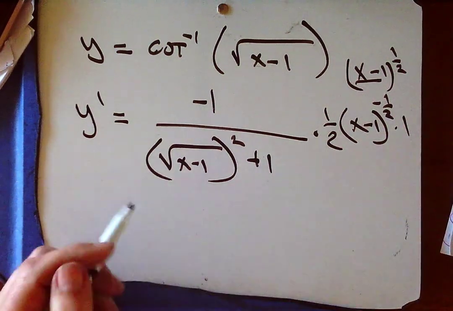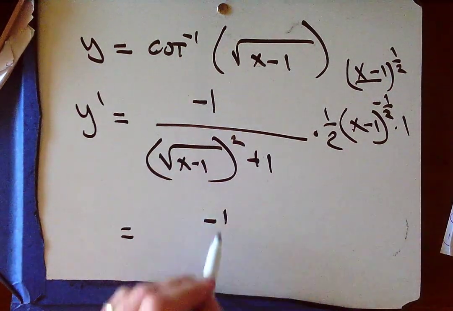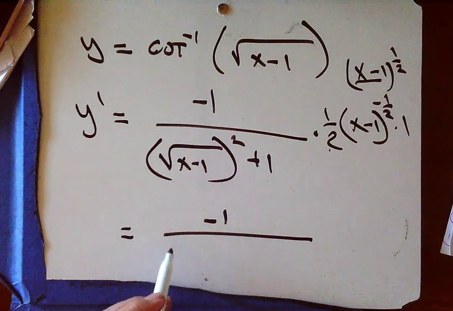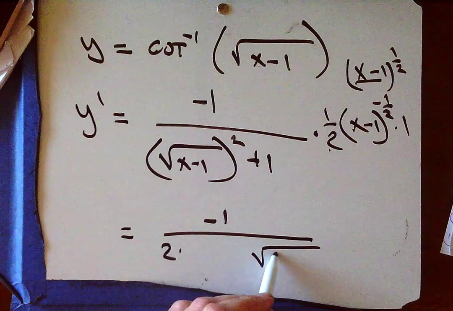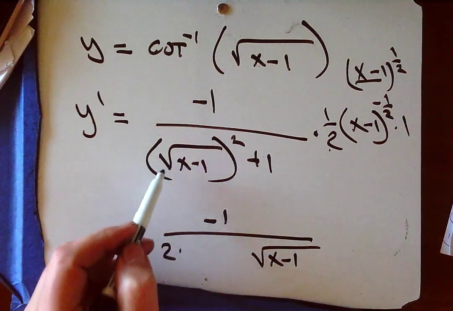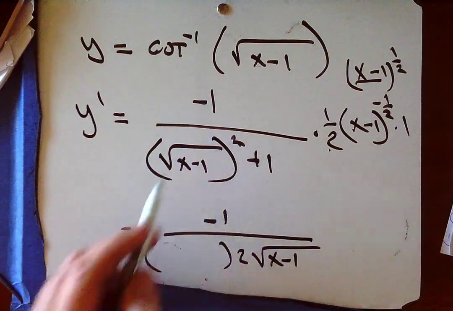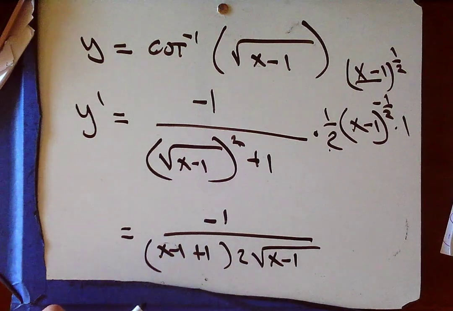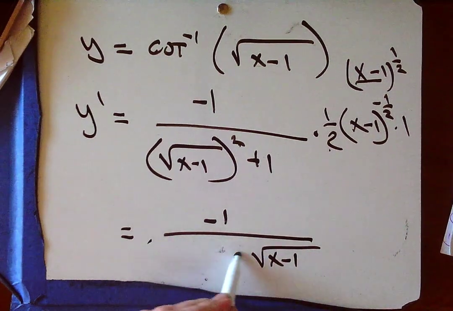All right. I wonder what happens if we tidy this up a little more. I've got my negative 1 on top. I've got this 2 on the bottom. I have this square root of x minus 1. And I have here, isn't that interesting? What do I have here? I have x minus 1 plus 1. So those cancel. And then I'm left with 2x. Okey-doke.